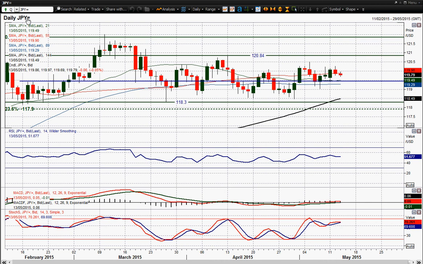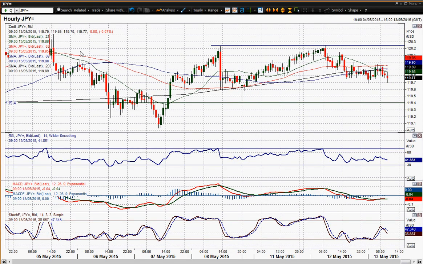Anyway, much beyond that, as I said, dollar yen is very much range bound and trading around this pivot level at 119.40.